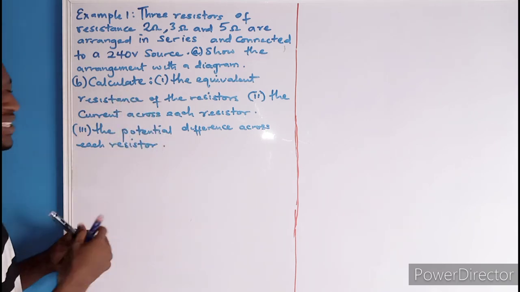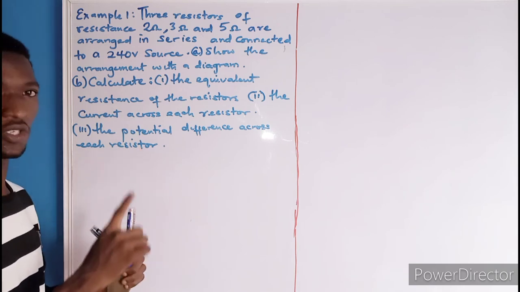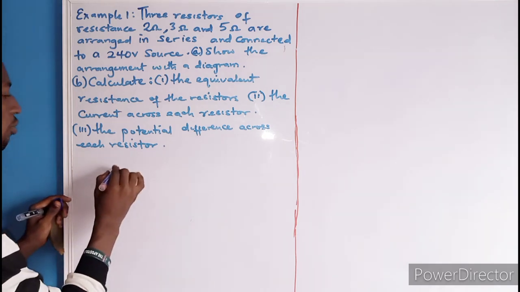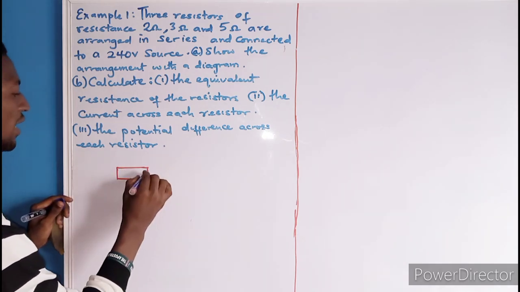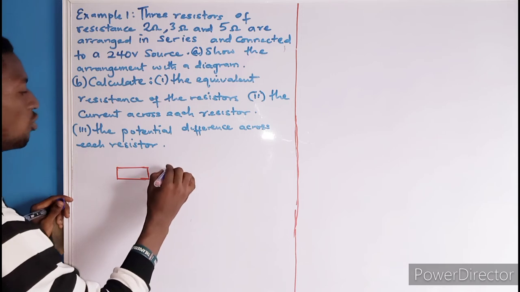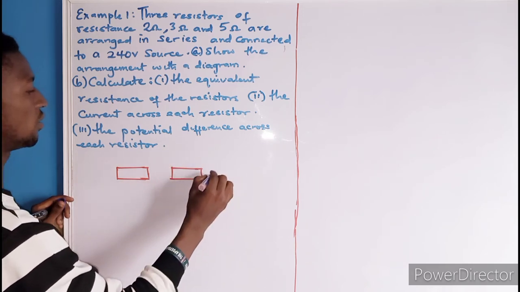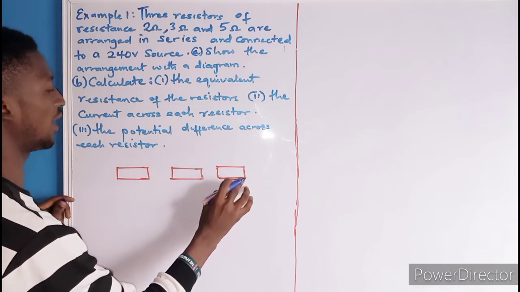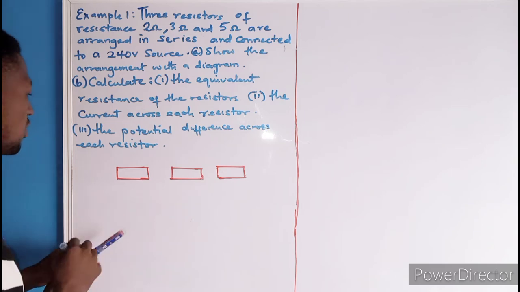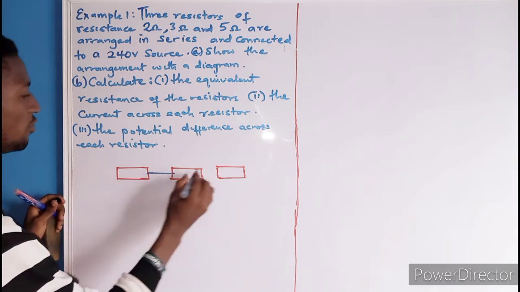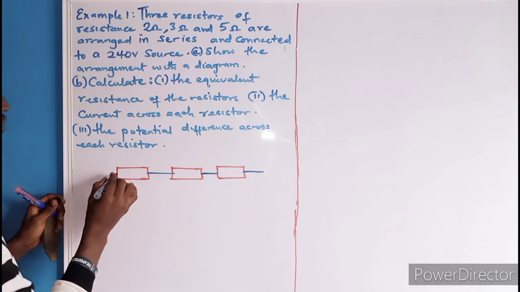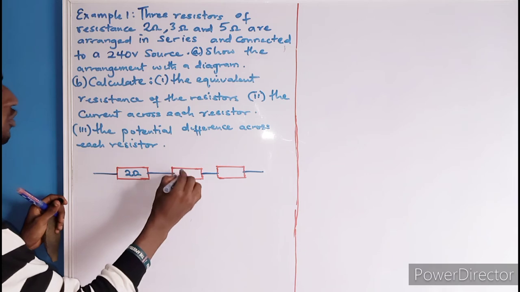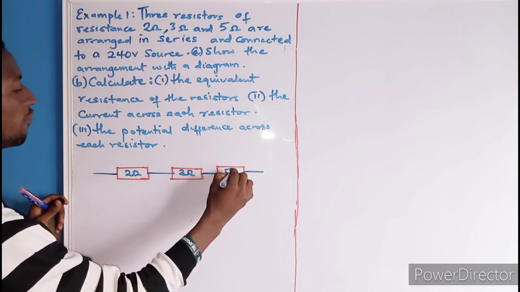Since they said the arrangement is in series, and we use a box to denote a standard resistor in an electric circuit, I'll quickly draw the box out. Since we have three resistors, we are going to draw three boxes, and we can have something like this. Since they are connected end to end, as in the case of series, we have this, this, this, and this. The first one is 2 ohm, the second one is 3 ohm, and the third one is 5 ohm.